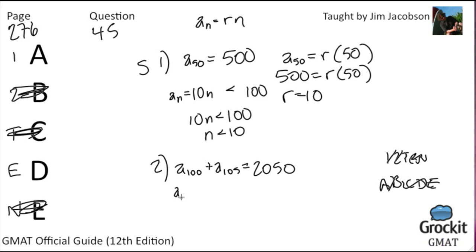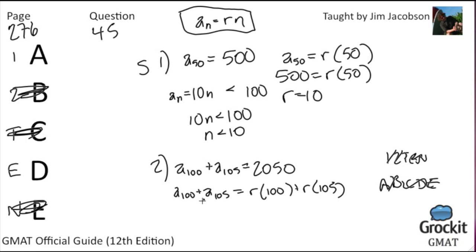What this means is that what's going on over here is r times 100 plus r times 105, because that's how this thing works up here. We can simplify this part of the equation as r times 100 plus 105, or r times 205. And that number originally, for the sum of these two numbers, was 2050. So we can see pretty clearly, dividing both sides by 205, we get r equals 10.